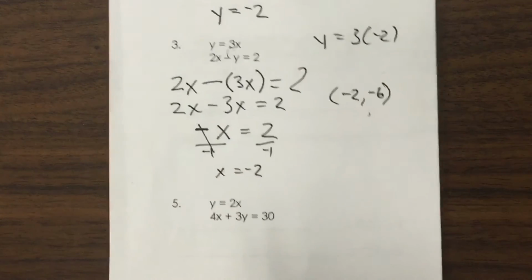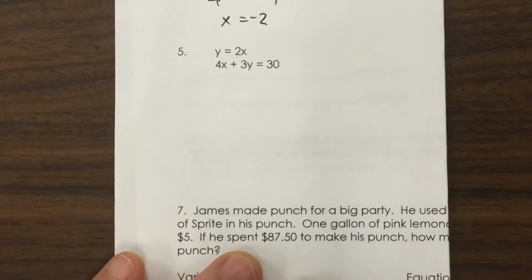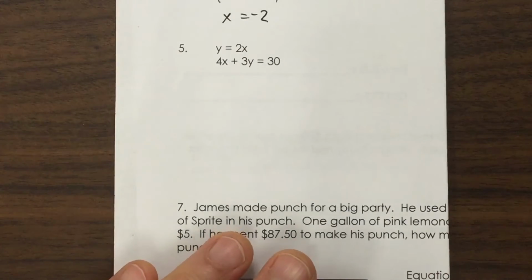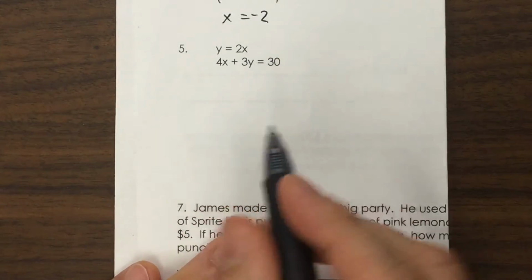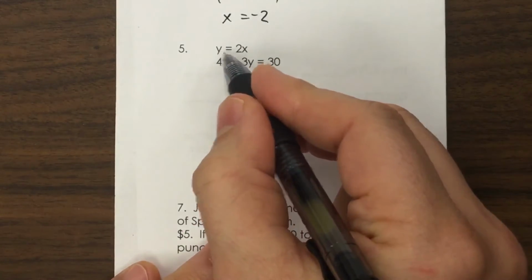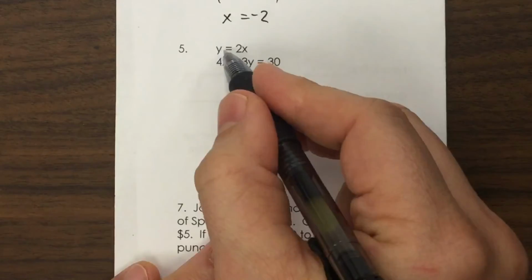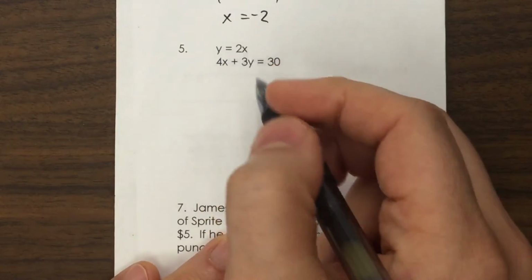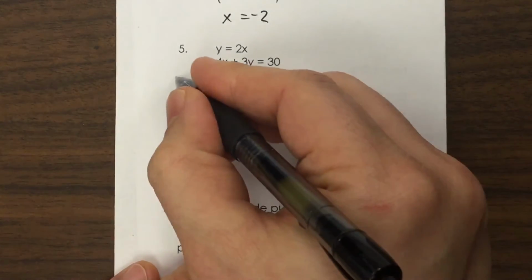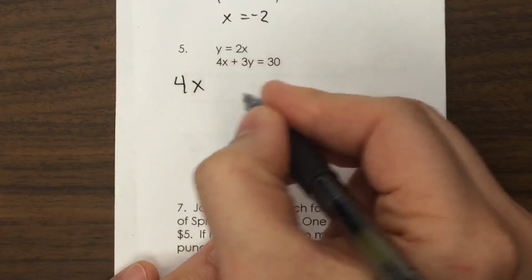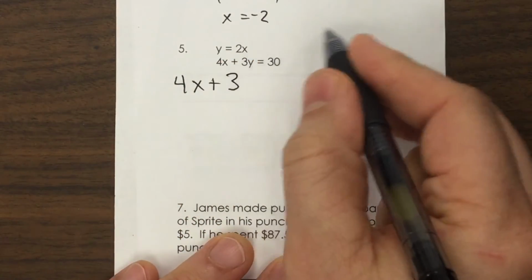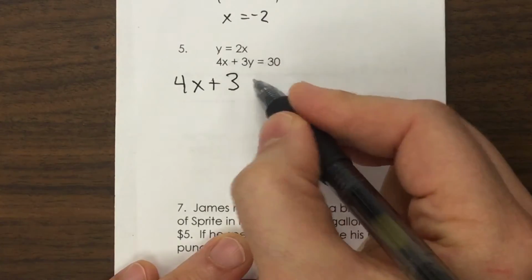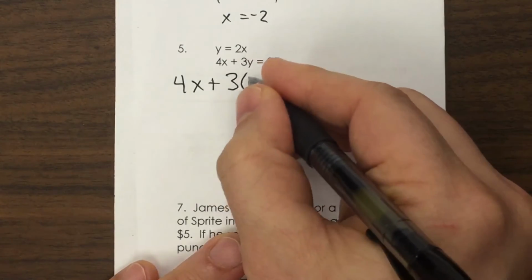Let's do number 3. Y equals 2x, and 4x plus 3y equals 30. So since y is already solved, basically I know that y is the same thing as 2x. So I'm going to rewrite the second equation without the y. 4x plus 3, oh, but the y gets the boot, so he goes home. The 2x comes and takes his place, so I'm going to put it in parentheses.